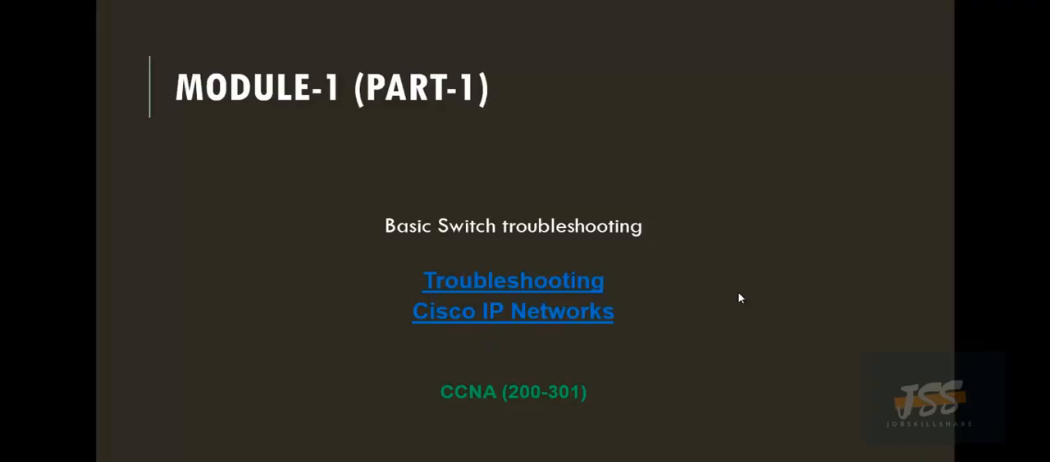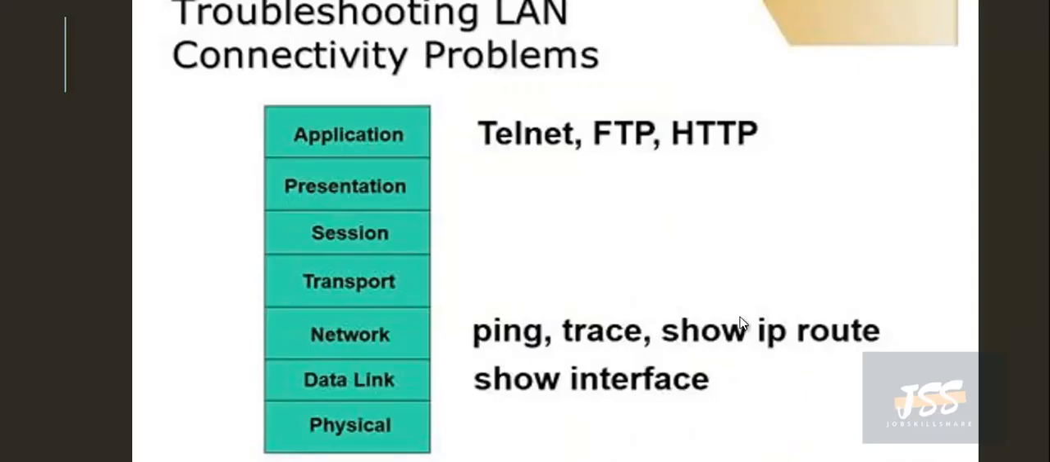Thank you. This is module 1 part 1. In this module we will be focusing on the troubleshooting aspect of the network engineer. Any associate level network engineer must know how to troubleshoot any form of errors or any form of failures in the environment. The topic for today is basic switch troubleshooting. We will be covering this in this module of troubleshooting Cisco IP network. So, troubleshooting LAN connectivity problems.